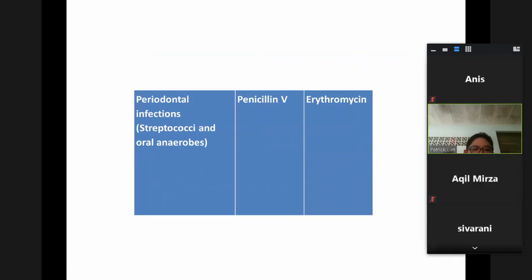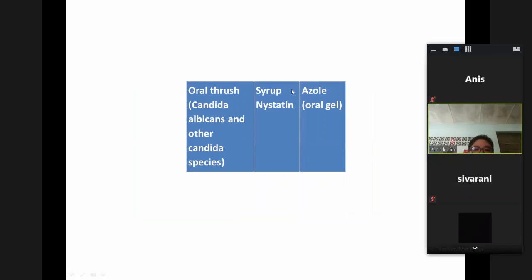Then if someone has a periodontal infection, like streptococci and oral anaerobes, again we can give penicillin V. Drug of second choice is okay. If someone has oral thrush, which can be due to being immunocompromised, such as Candida albicans and other Candida species, we give an antifungal, which is nystatin syrup, or as an option can give azole, which is an oral gel.